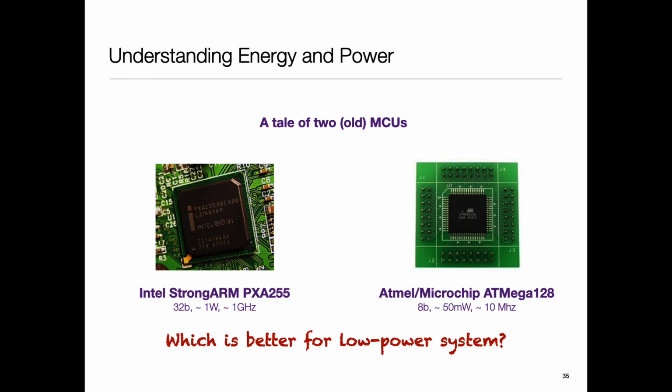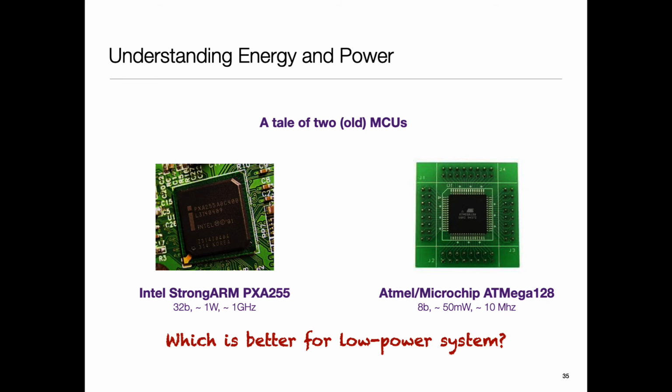Let's say I give you two processors. This is an old processor from Intel, from when Intel used to make ARM processors. This one is 1 watt, 1 gigahertz, 32-bit. You can take a modern instance of it, I just don't have the data. Here is a tiny microcontroller, the 80 mega, which I think the original Arduinos use. 50 milliwatt, 8-bit, 10 megahertz.